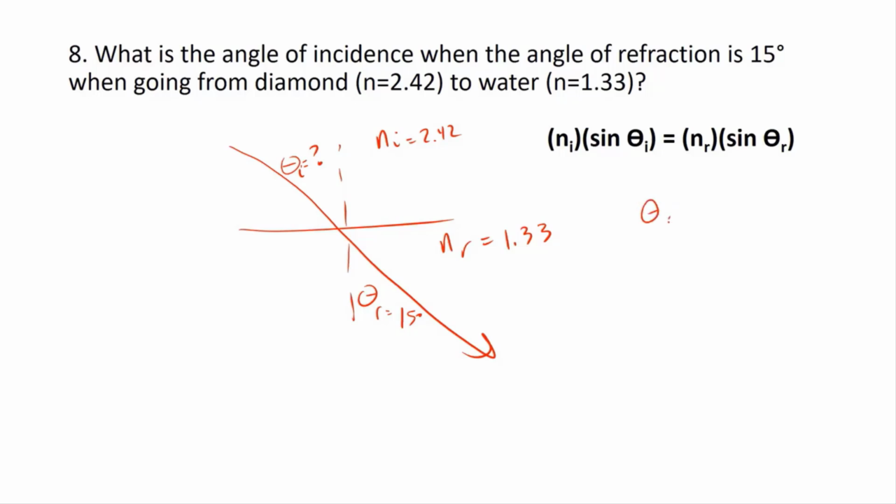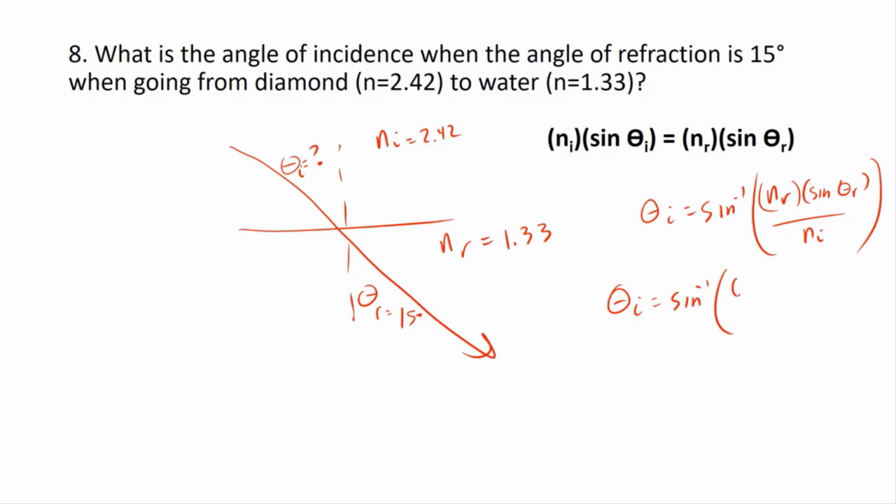So I'm solving for angle I, and when I rearrange that equation, I'm going to get inverse sine. Once again, anytime you have an angle, you're going to have an inverse sine when you're using Snell's law. Inverse sine of the whole value, Nr sine angle R, over Ni. And so just writing out the numbers, inverse sine of Nr, which is 1.33 times sine of 15 over the Ni of 2.42.